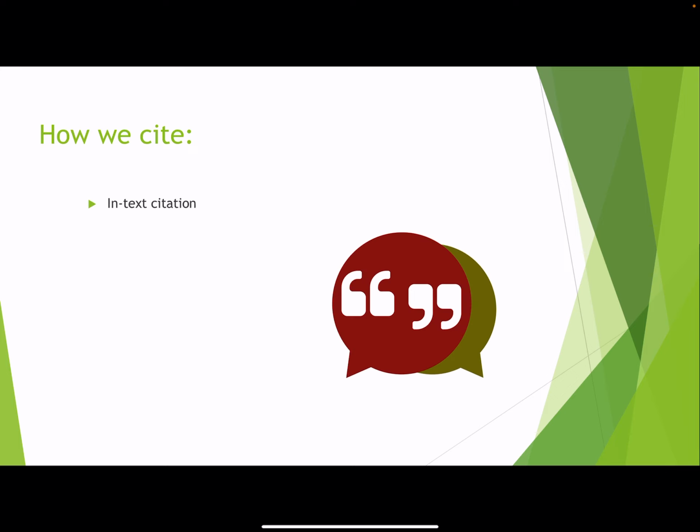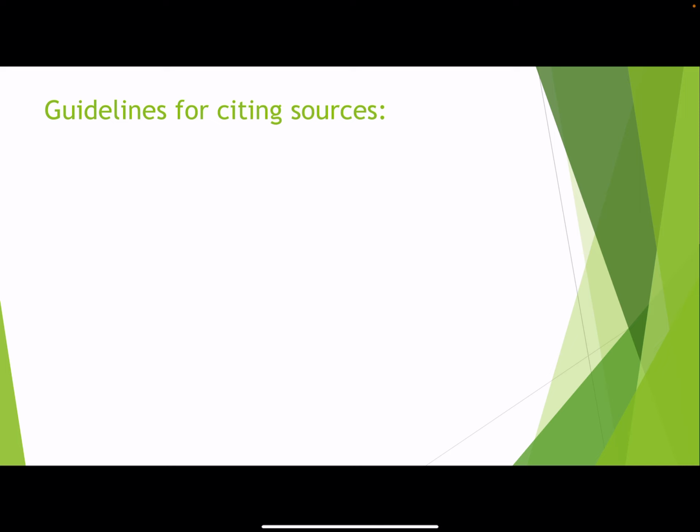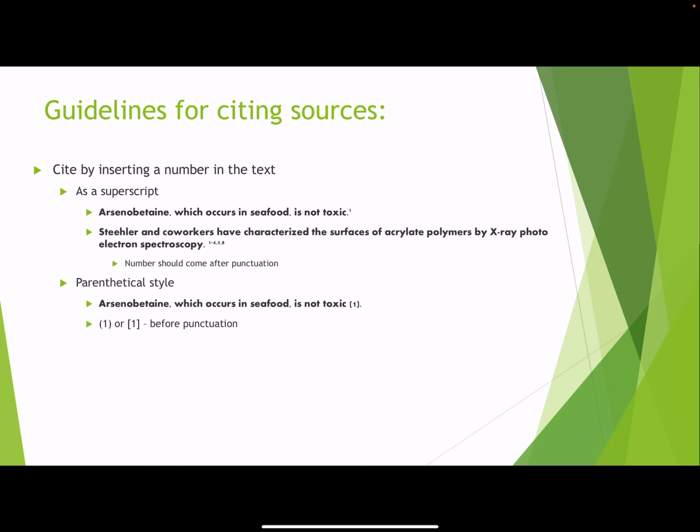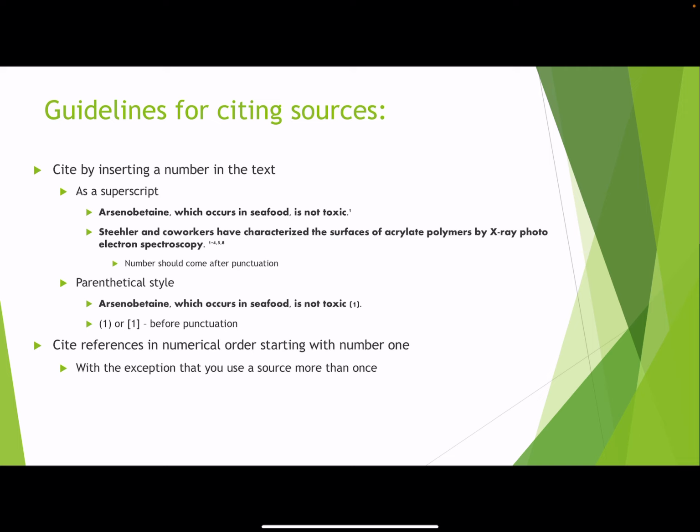So how do we cite? There are two main ways that we do this: an in-text citation and a references section. The book gives 7 guidelines for citing sources. The first is to cite by inserting a number in the text. You can do this as a superscript, like these two examples here. At the end, the number should come after the punctuation, and you can also put the number in parentheses or brackets, then it will come before the punctuation.